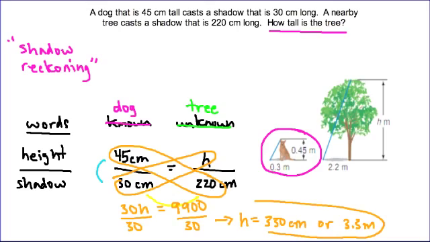So I can now look at this and say, yeah, the height of the tree is 330 centimeters, or 3.3 meters. And that's how we can use the relationship between the height of an object and the length of its shadow in order to determine the height of something else.